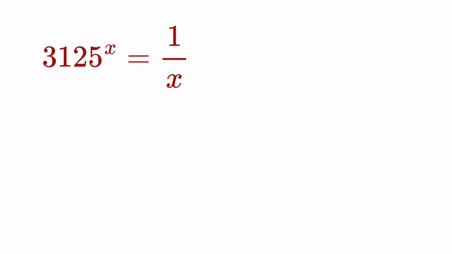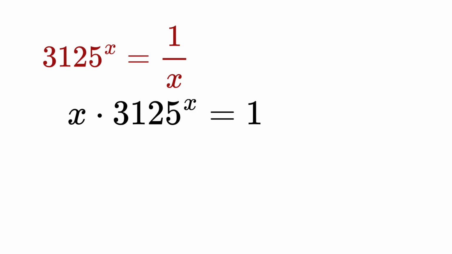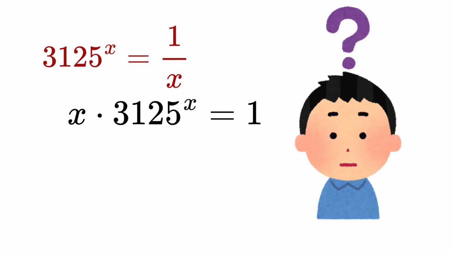Our question is 3125^x = 1/x. So take x to the left side, then we get x * 3125^x = 1. Now how can we turn this equation into a Lambert W function?